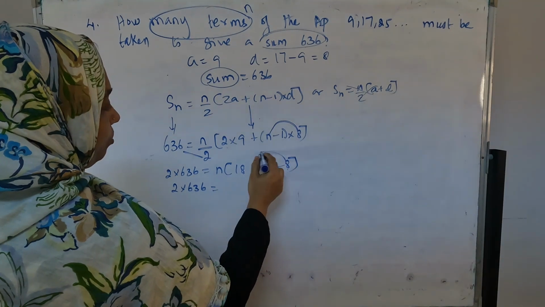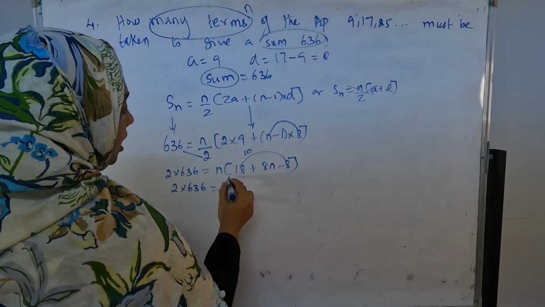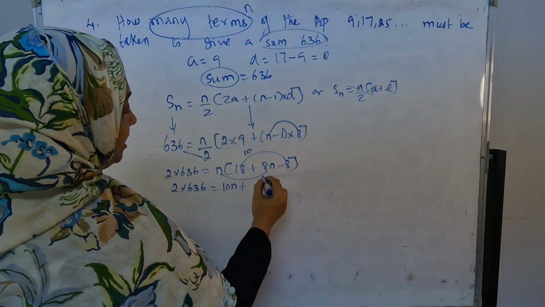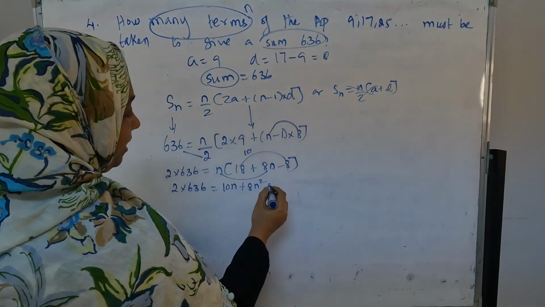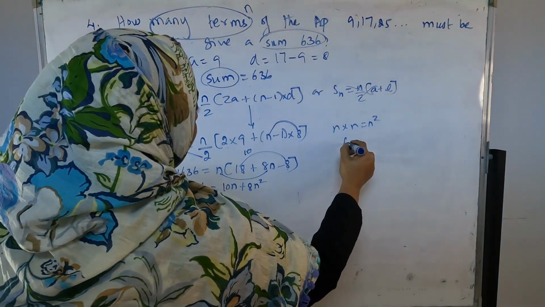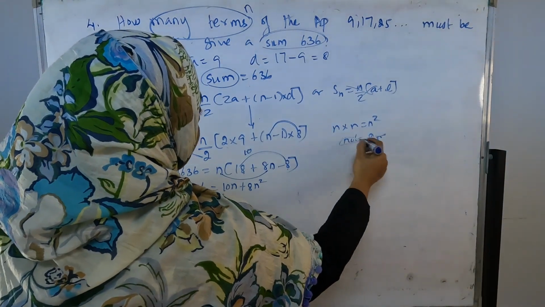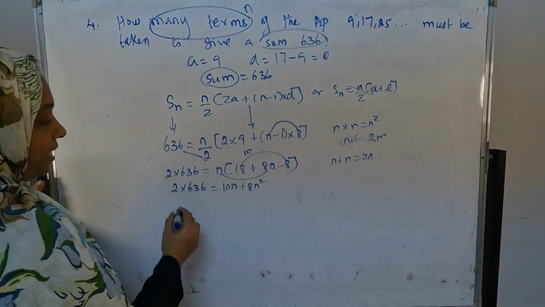What will it come to? This 2 is becoming 10. So 10 into n is 10n, plus 8 into n. Already n is there. n into n is n square. Not 2n. Not 2n. It is wrong. Only in addition is it 2n. Okay.